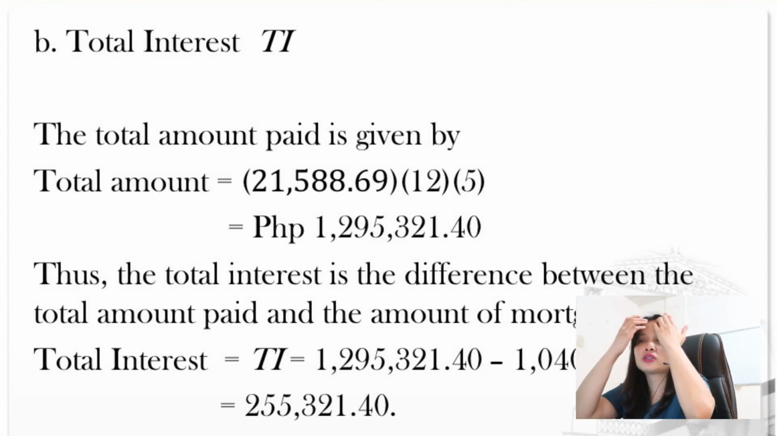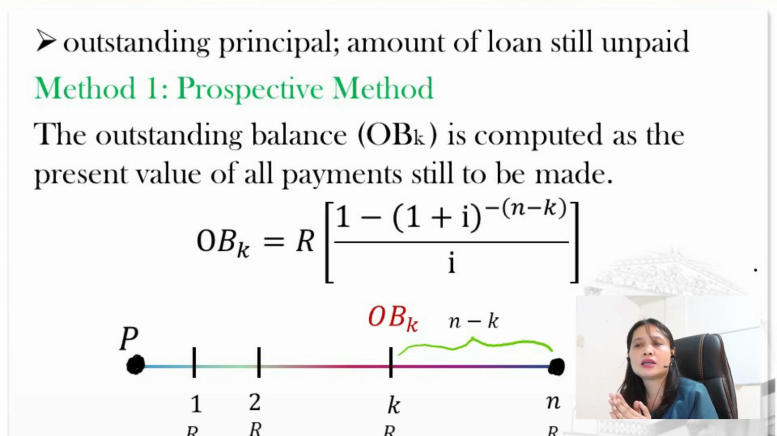Okay. What about outstanding balance? Outstanding principal or amount of loan still unpaid. So that's your outstanding balance. Okay. So outstanding balance is computed as the present value of all payments still to be made. So this is the formula in solving for the outstanding balance. Outstanding principal or amount of loan still unpaid, yung hindi pa nababayaran. So that's outstanding balance. So to solve for that, that's the formula.